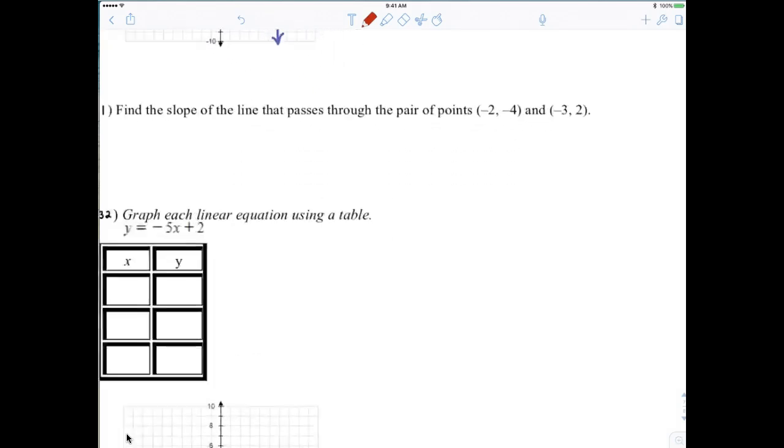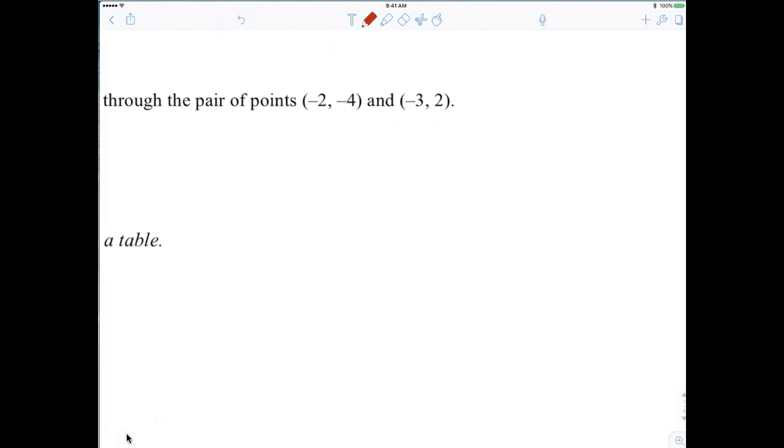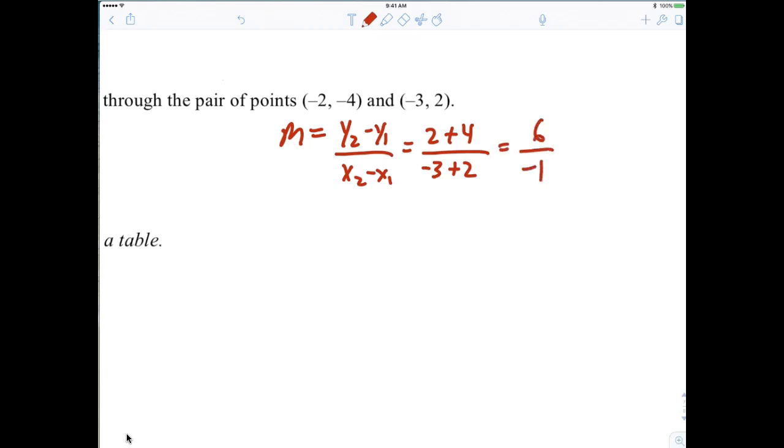Here we go. Find the slope of the line passing through. Now, it only says slope. It doesn't say write the equation. So all I have to do is write down m equals y2 minus y1 over x2 minus x1 equals 2 plus 4 over negative 3 plus 2. Everybody happy with that? So then from there, 6 over negative 1 equals negative 6. Is everybody agreeing with me on that?